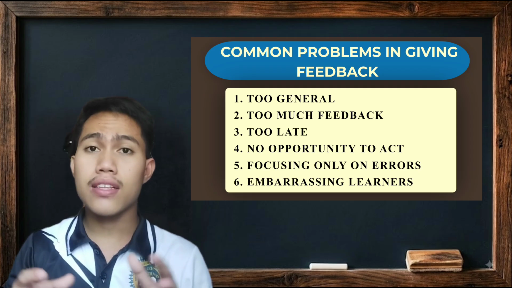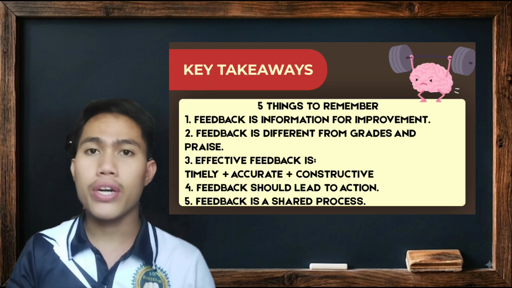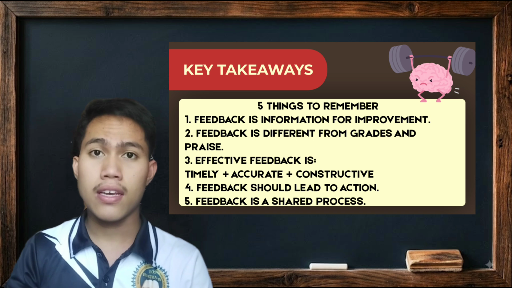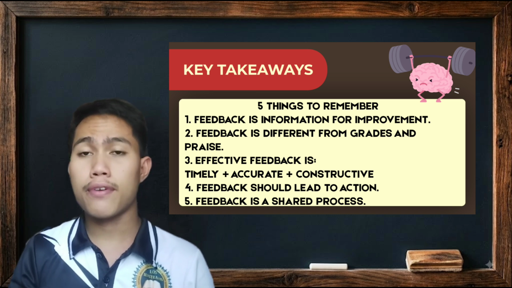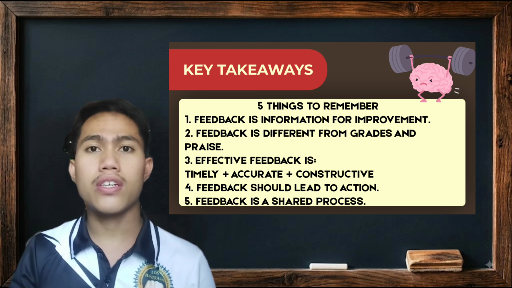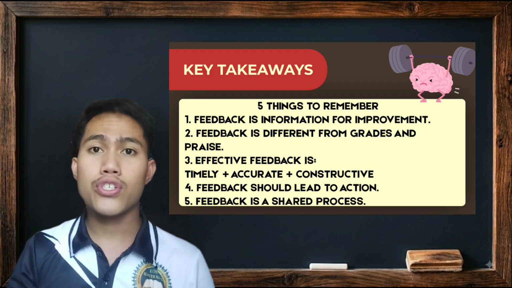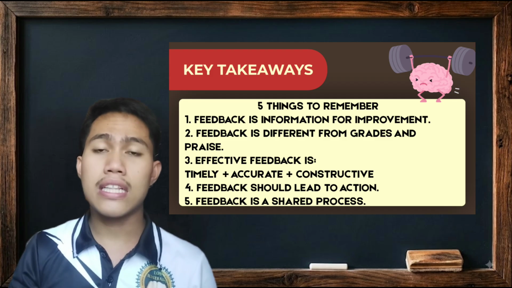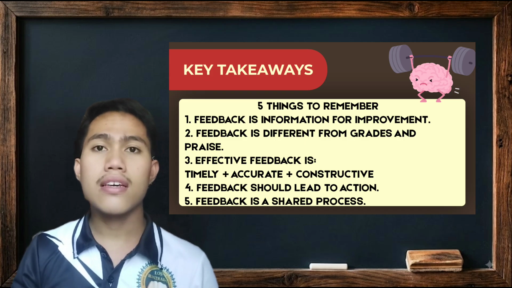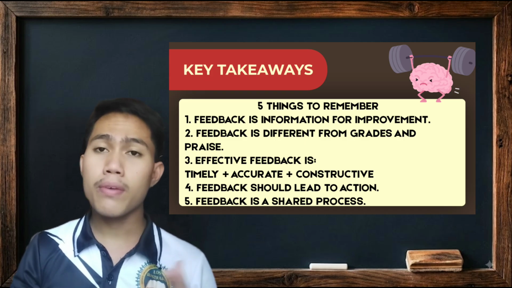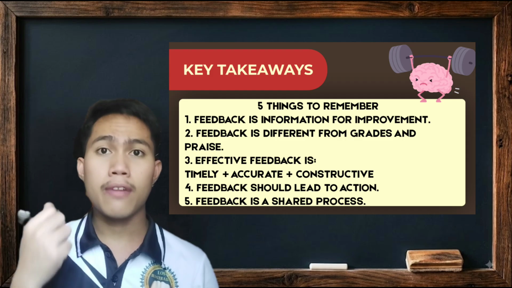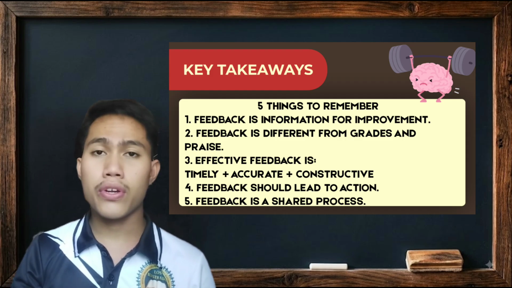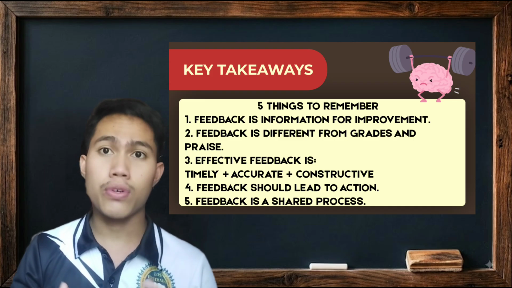So before we end, let us remember the five important points. First is feedback is information for improvement. Second, feedback is different from a grade, praise, or simple correction. Third, feedback should be timely, accurate, and constructive. Fourth, feedback should lead to action, such as revising, practicing, reflecting, or applying what was learned. And the fifth one is feedback is a shared process. Teachers provide information, but learners must understand and use that information to improve.